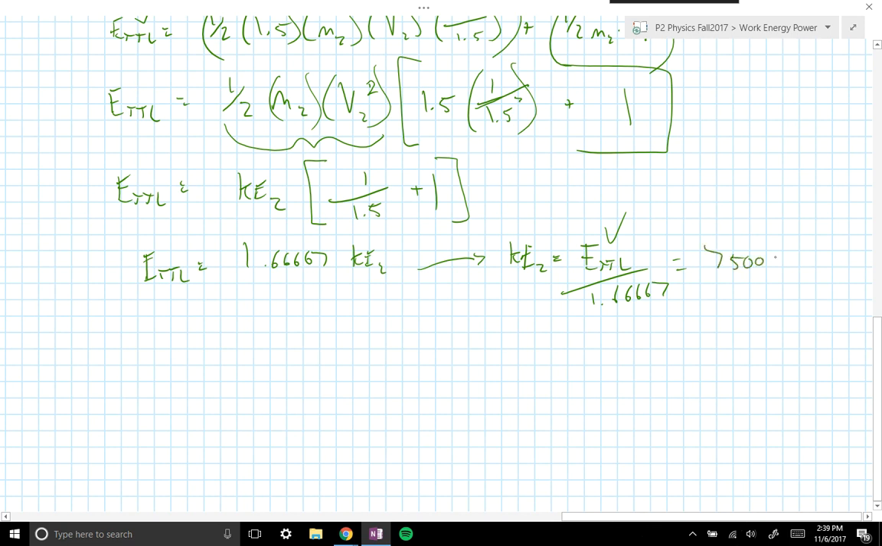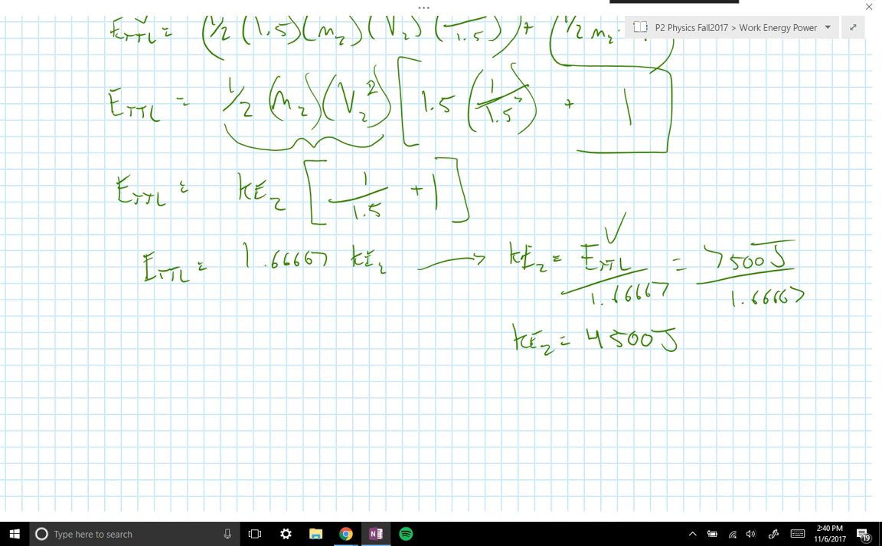This was 7,500 joules divided by 1.66667. So the second kinetic energy, that's too many digits, but it kind of doesn't matter. I used 6 digits, sue me. 1.66667. There we go. It kind of doesn't matter. Right about 4,500. I got 4,499.99, so we're going to call that 4,500 joules.